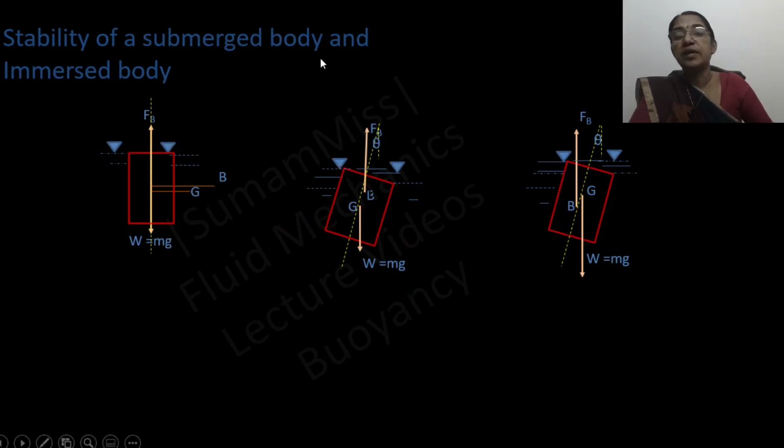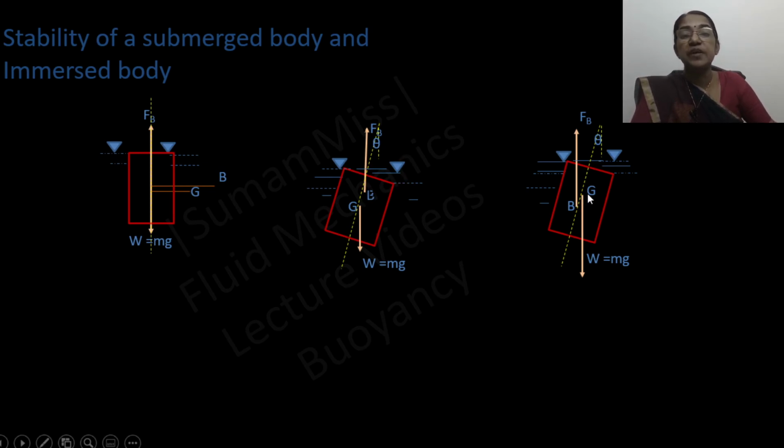However, the stability of a submerged body depends upon the position of the center of gravity with respect to B. In this figure, the weight of the submerged body acts downward through the center of gravity, whereas the buoyant force acts upward through the center of buoyancy. In the tilted condition, both forces are not in line. Due to this angular displacement, W BG tan theta, or W BG theta, is a righting moment because the center of gravity is below the center of buoyancy. So it will bring the body back to its equilibrium condition.